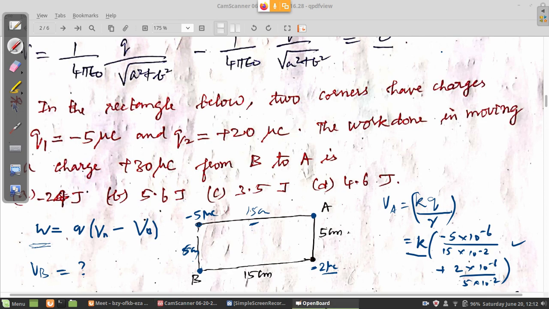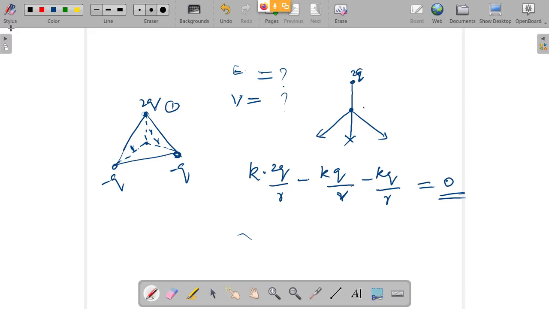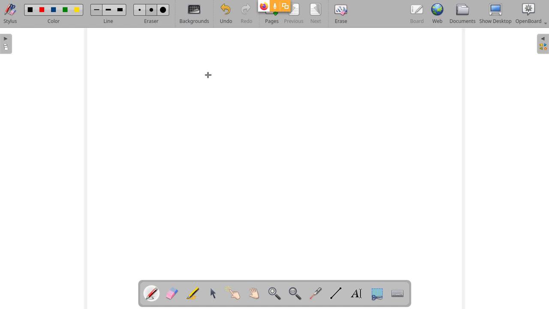So similarly, if you write for VB, see, for VB also, if you calculate the charges with respect to the points. This is a rectangle, the point B is here and there is no charge at B. We have only two charges here, right? This is minus 5 microcoulomb and this is 2 microcoulomb. Now we want potential at B. How will you calculate potential at B? Again KQ by R formula.